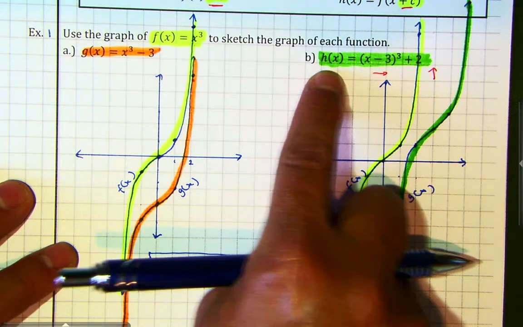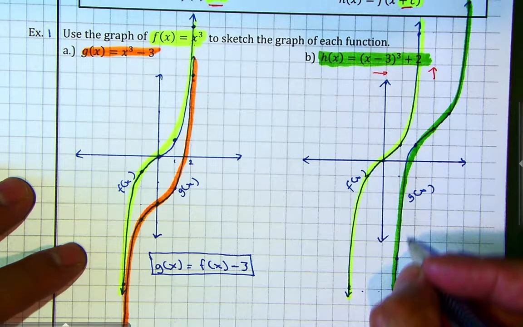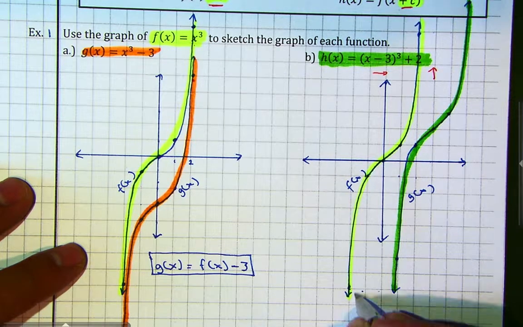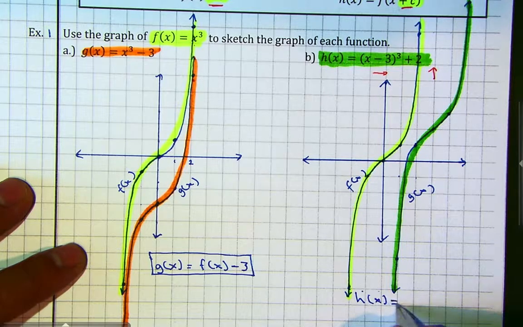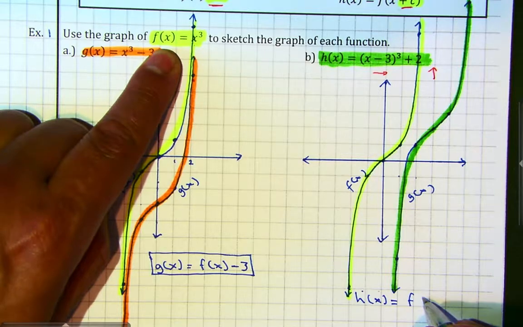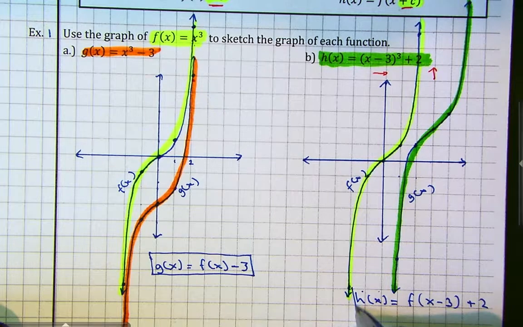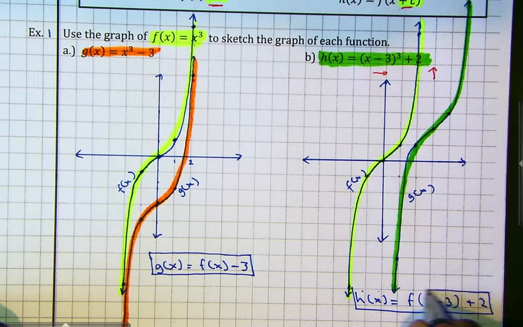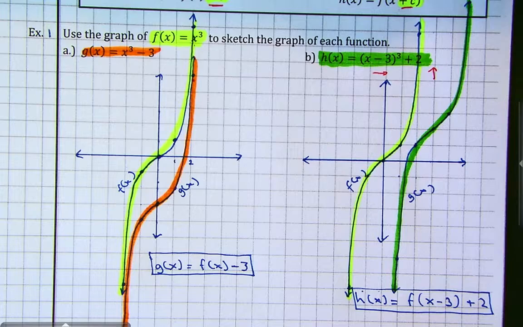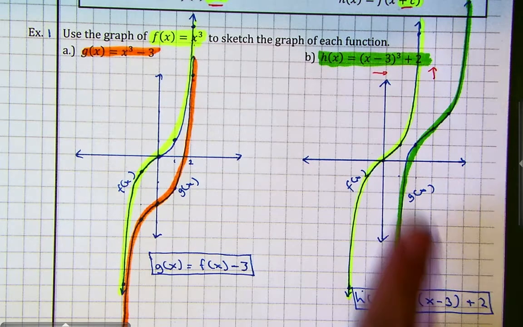in terms of f of x, we're doing the following. So we have h of x is going to be equal to f of x minus 3, plus 2. So that's another way to be able to write down h of x in terms of f of x. And notice that it's very similar. The minus 3 goes inside, the plus 2 goes outside.